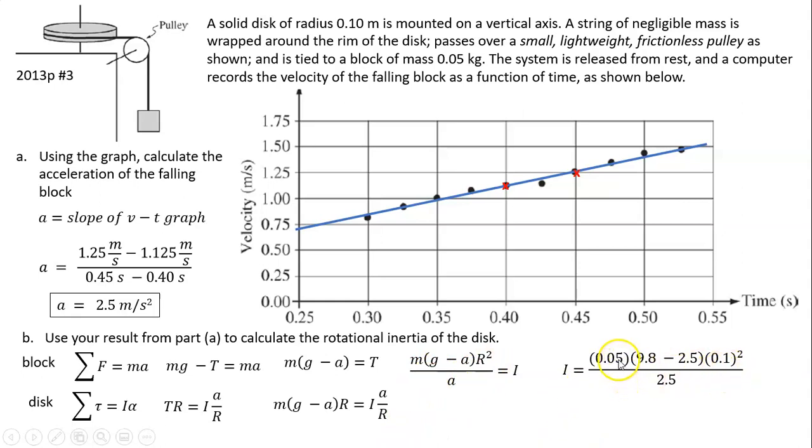Substitute all the numbers. This is the mass, g is 9.8, for acceleration I use what I got, 2.5, 0.1 is R squared, divided by a again. So the value I have is 1.46 times 10 to the negative 3 kilograms times meter squared. Again, your number can be a little different because the value of a can be different from mine. That's okay.